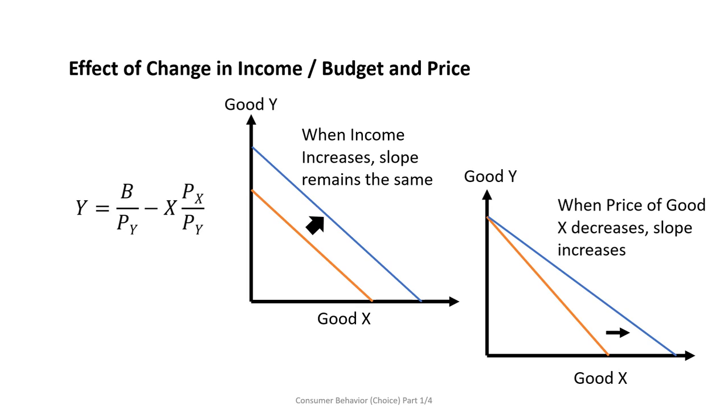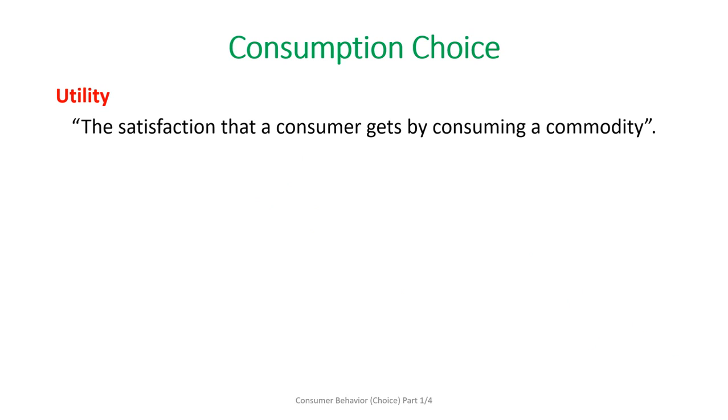Now we discuss consumer preferences or choices. The first question before us is why a consumer consumes different goods or services. Economists say that a consumer consumes different commodities in different quantities to get satisfaction from those goods or services. This satisfaction which a consumer gets by consuming a commodity is called utility.